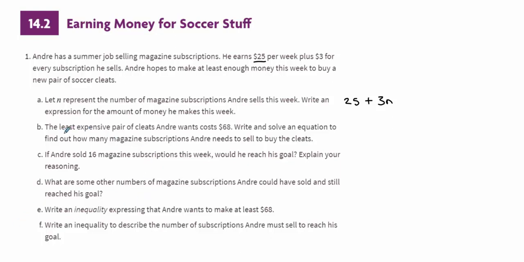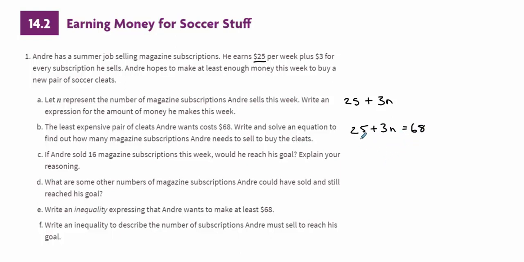Okay, question B. The least expensive pair of cleats Andre wants costs $68. Write and solve an equation to find out how many magazine subscriptions Andre needs to sell to buy the cleats. So if they cost $68, this is how much Andre makes, right? This equation here, 25 plus 3n is equal to the amount of money he makes. So if the amount of money he makes is $68, the price of the cleats, how many magazine subscriptions would he have to sell?